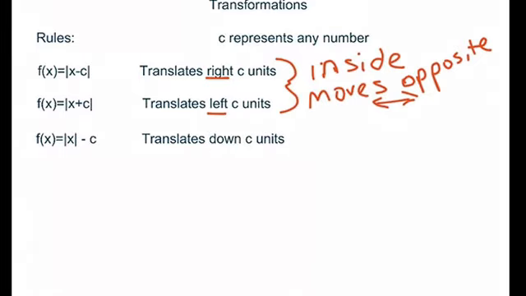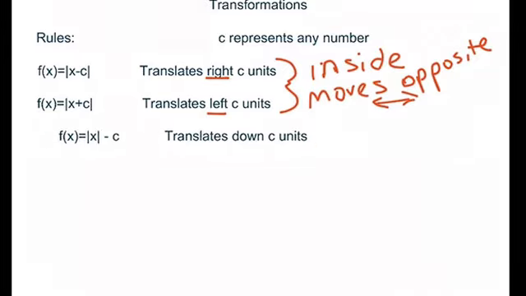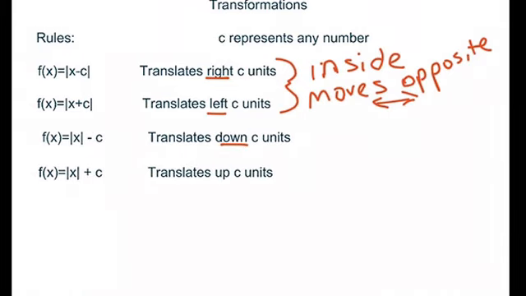f(x) = |x| - c, with the minus c outside the absolute value, translates down. Okay. f(x) = |x| + c translates up c units. So inside moves right to left, outside moves up and down.